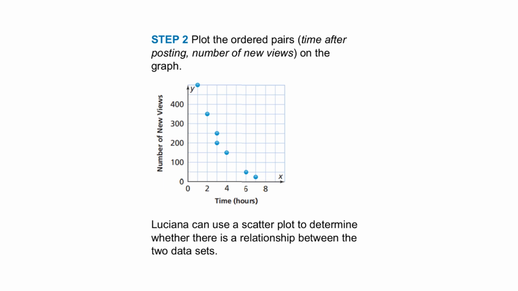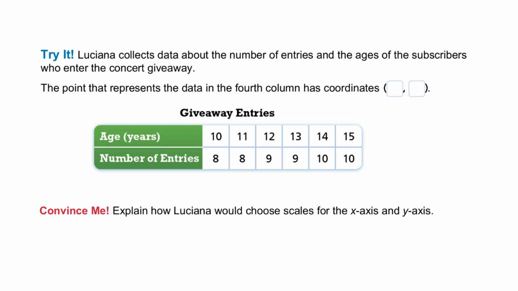of data. All right, example, it says Luciana collects data about the number of entries and the ages of the subscribers who enter the concert giveaway. The point that represents the data in the fourth column has coordinates of what? So in column number 1 is 10, 8, 2 is 11, 8, 3 is 12, 9, and 4 is 13, 9. So 13, 9 is our fourth column.